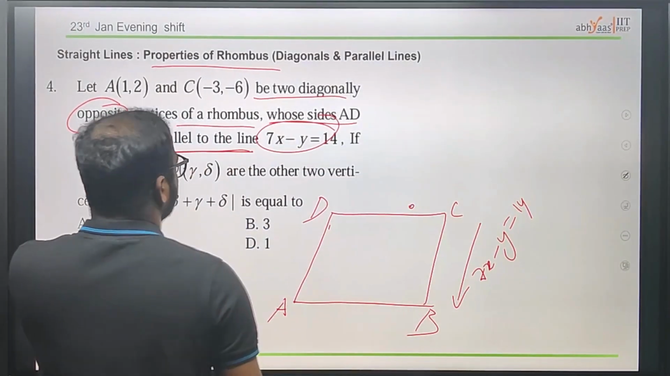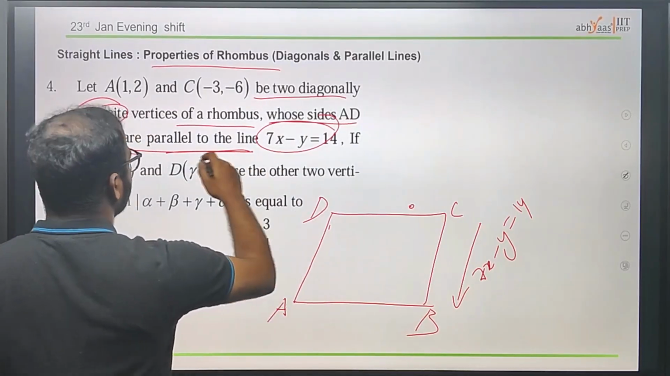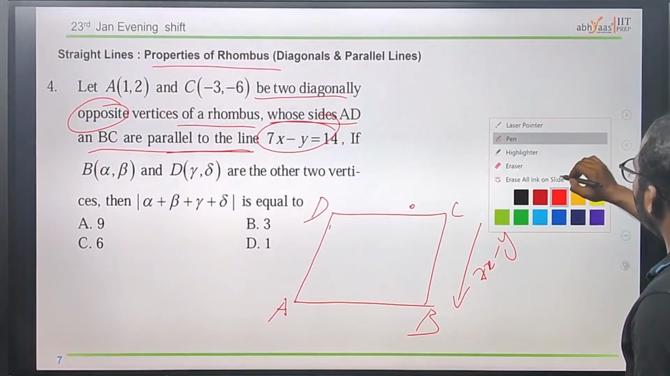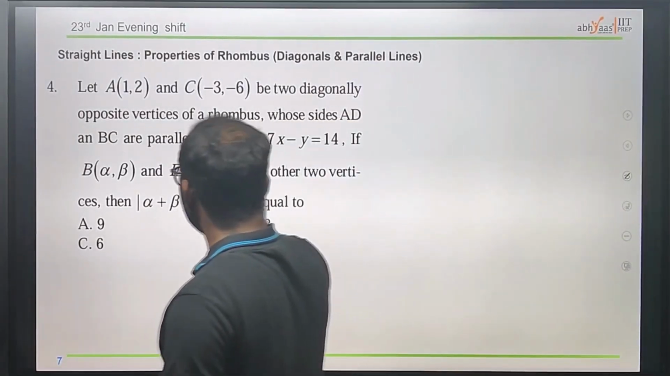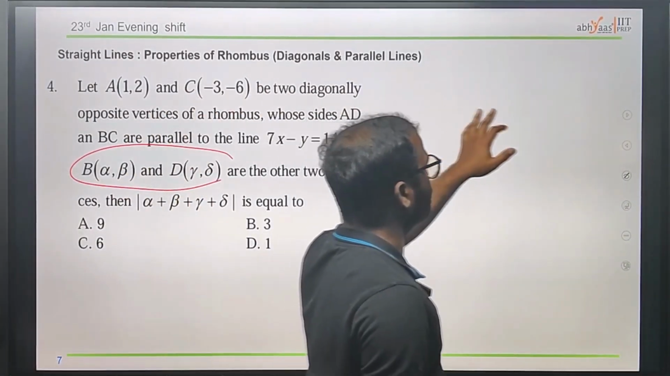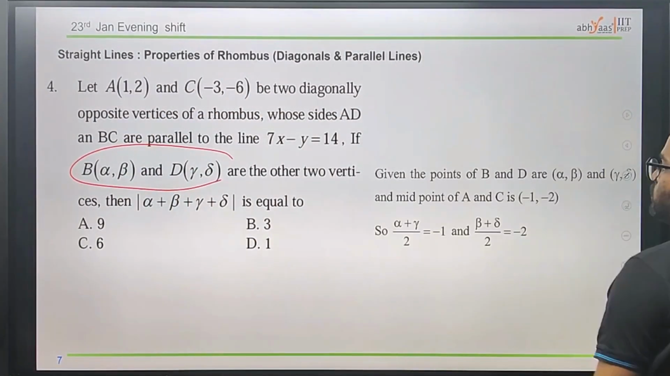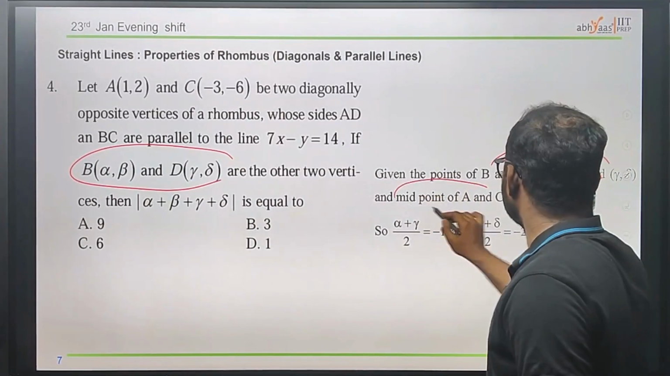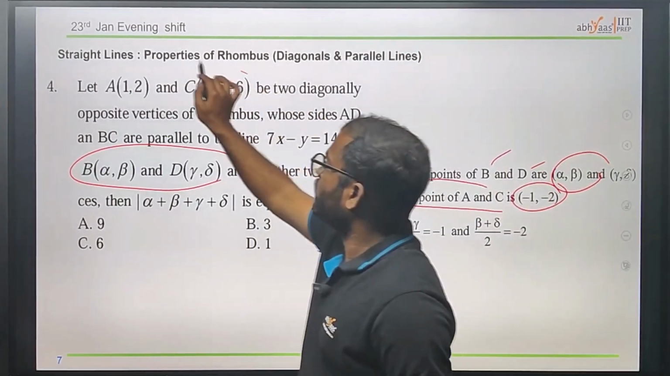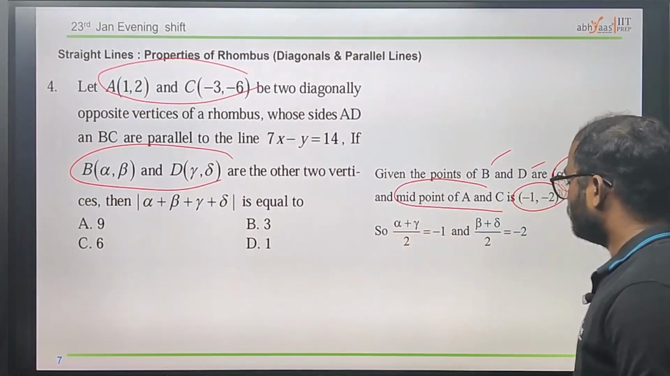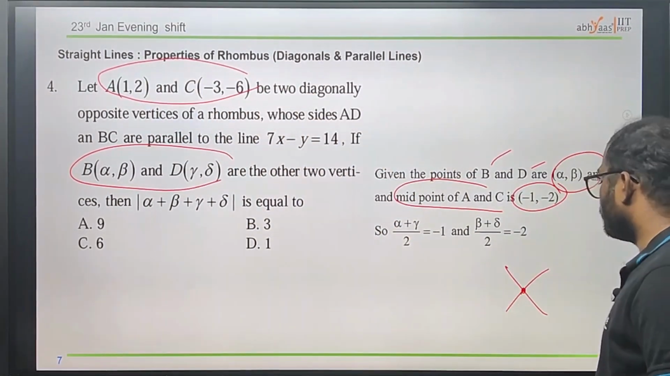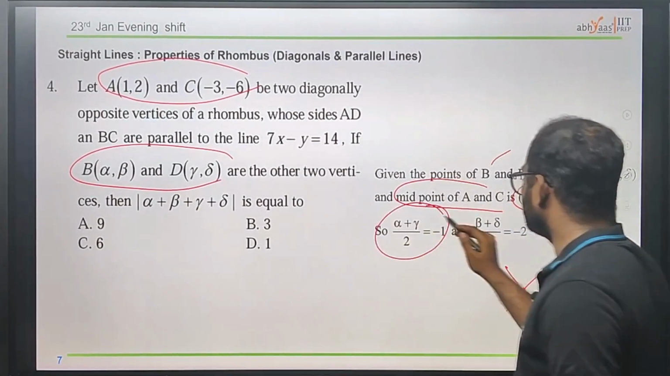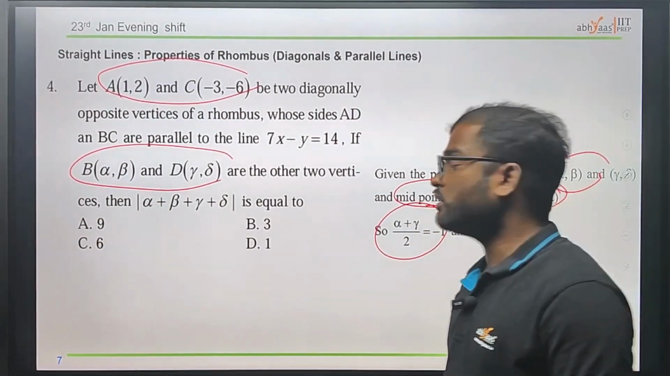Now from this, AD and BC are parallel to the line 7x minus y is equal to 14. With this, we need to find the B and D points. We already have the C point. Using that line and the midpoint of AC, just find the midpoint. The midpoint lies on the diagonal, so by using this midpoint we can easily find alpha, beta, gamma, delta.